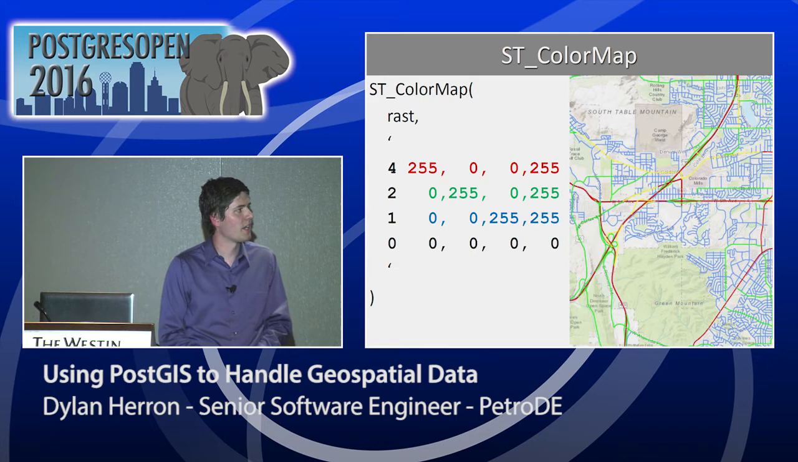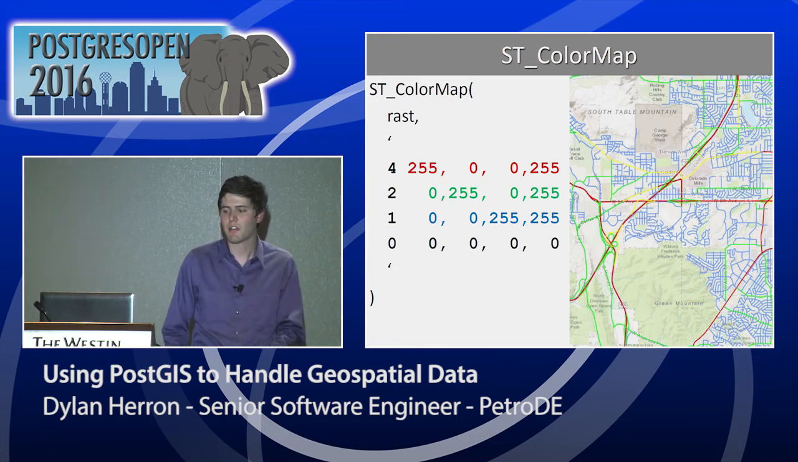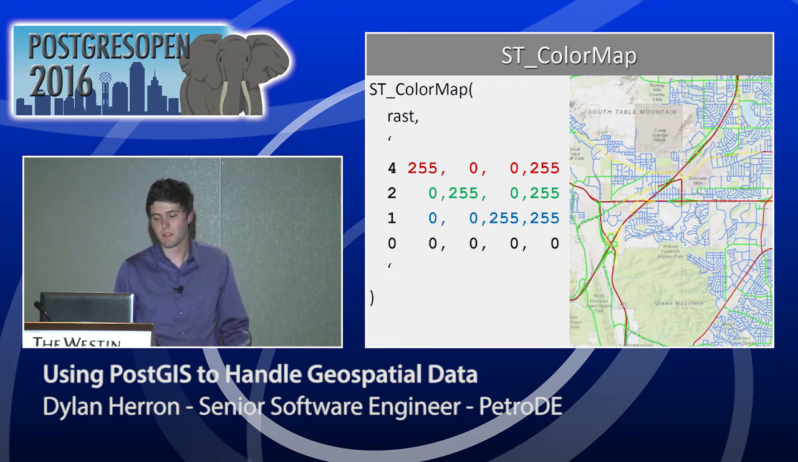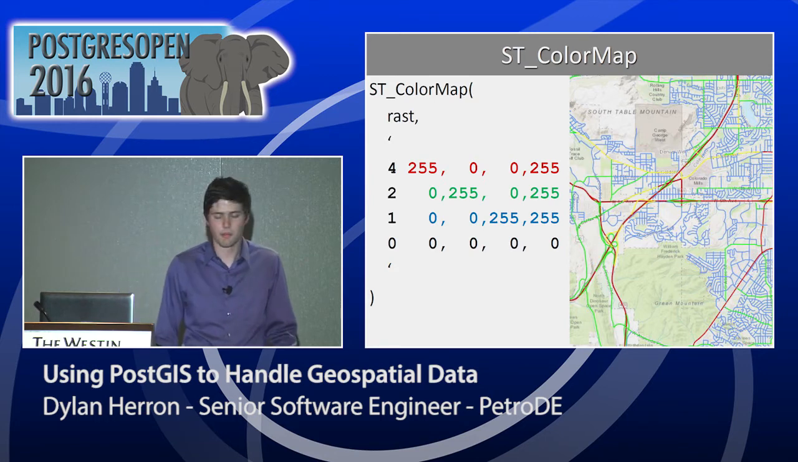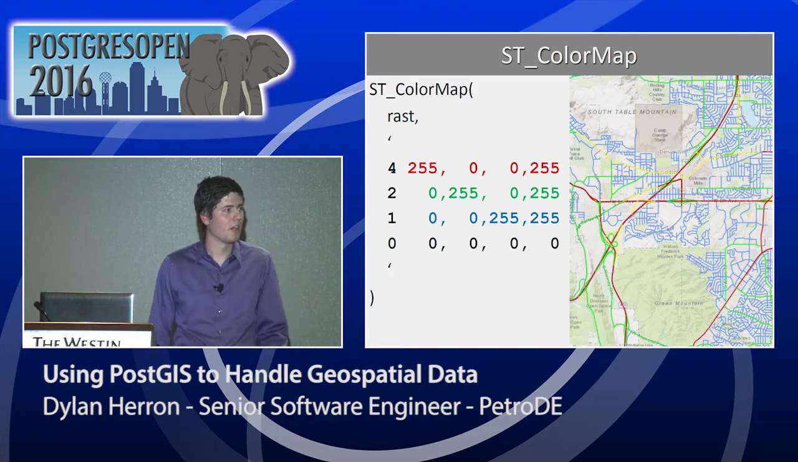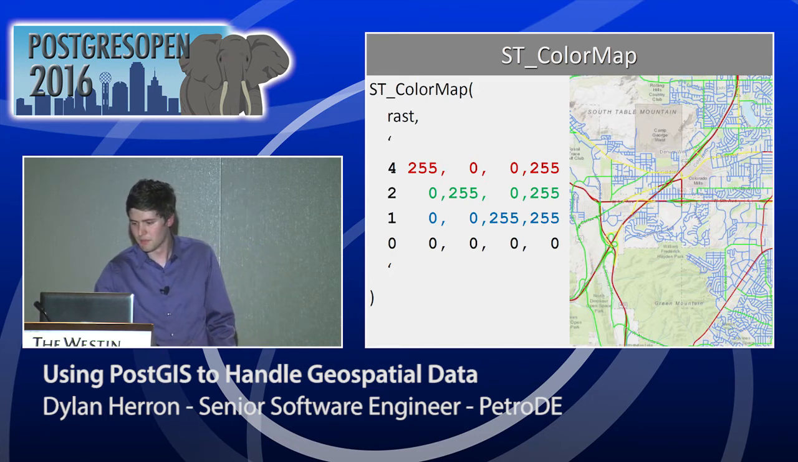Something to notice is that I haven't specified a value for the number 3. So what PostGIS is going to do is interpolate between the number 2 and 4, interpolate that color, and predict what color I want to put on the map there. So that's pretty handy if you're trying to do gradients over an elevation map like we did before.